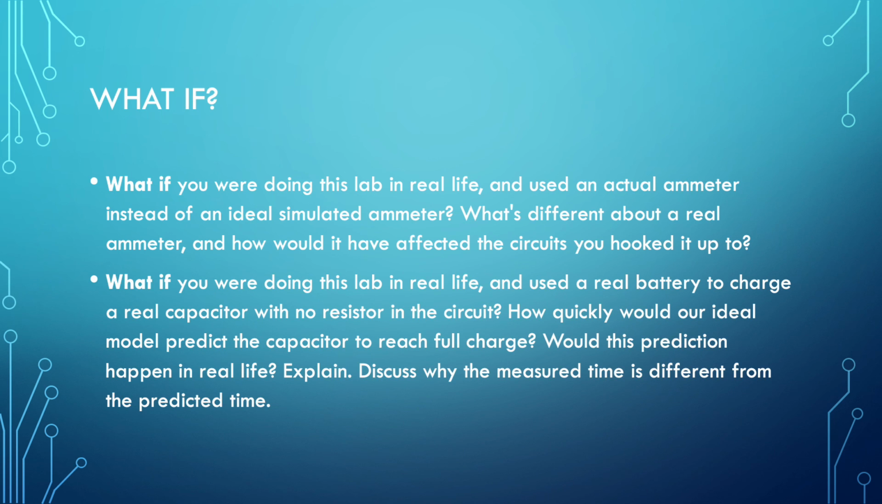If I were doing this lab in real life and used an actual ammeter, it would not have a resistance of 0 ohms, causing the current readings in the circuits to be lower than the values predicted using Ohm's law. If I used a real battery to charge a real capacitor with no resistor, the capacitor would be charged in a short period of time rather than instantly, as the real components all have some small amount of resistance.